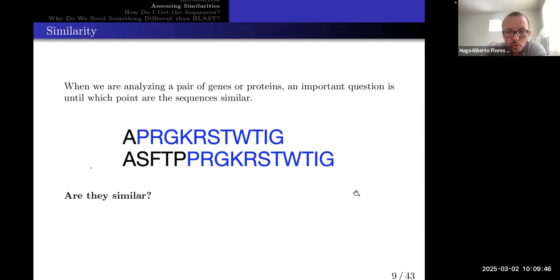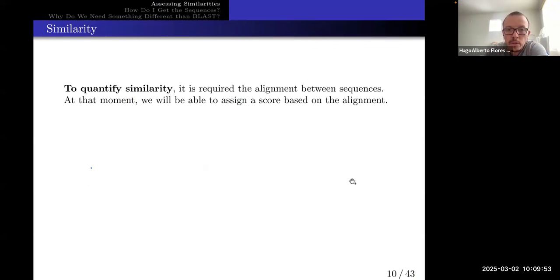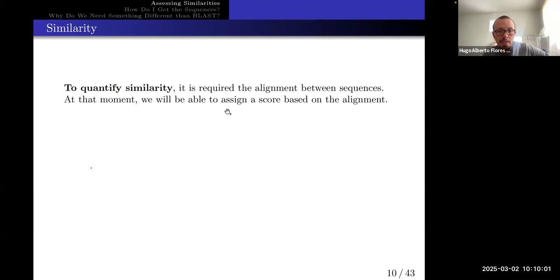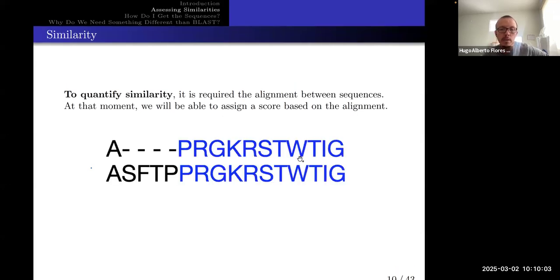Well, maybe you know already, but this is the point of this first video, to introduce the idea. To quantify some similarity, sometimes it requires something called an alignment between sequences. And at the moment, we will assign a score based on the alignment. What I understand by alignment is something like that, where I can introduce some dashes here, which we can name a gap. And the gap represents some insertions or deletions.